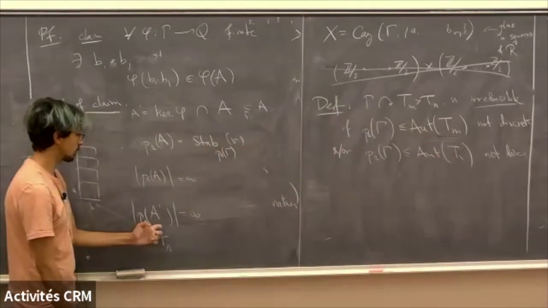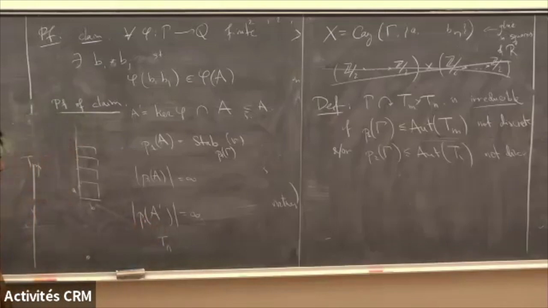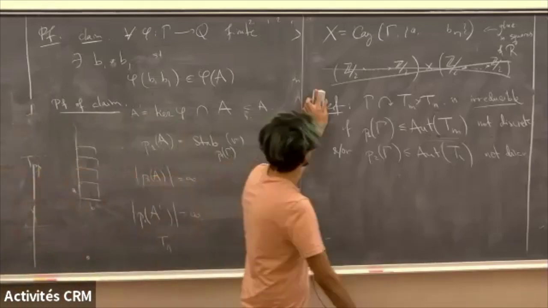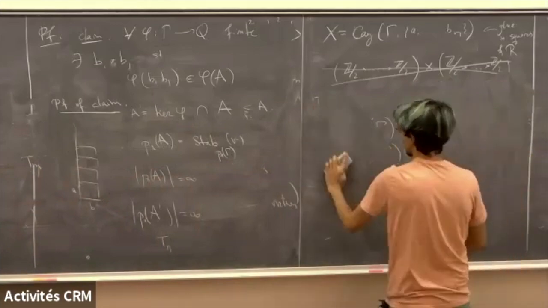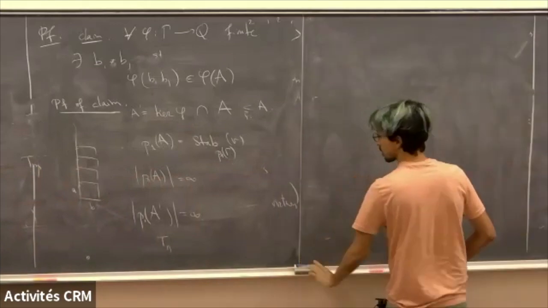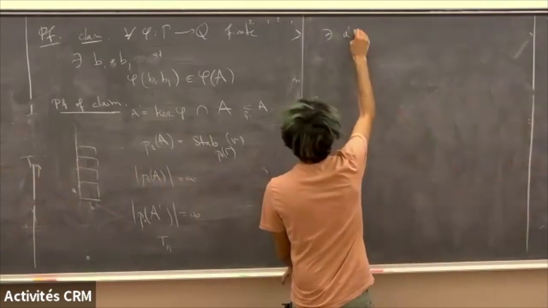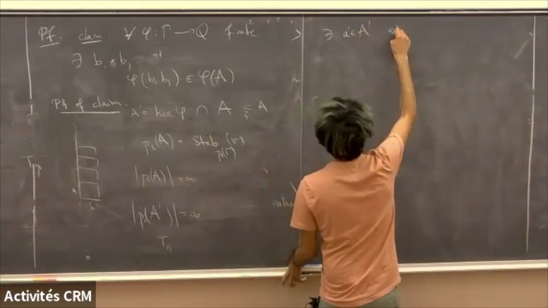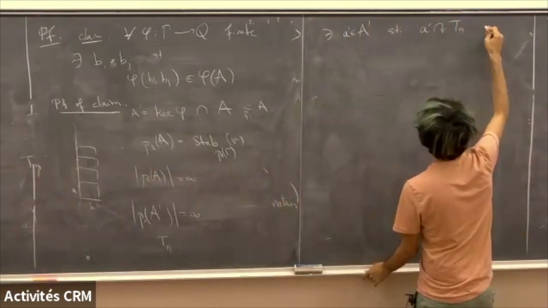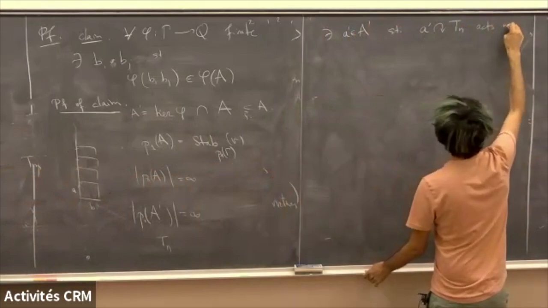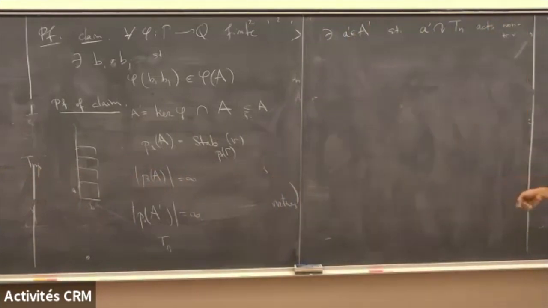Okay, so this guy is infinite, meaning in particular, it's non-trivial. It does something. I can find an element in A prime that does something to the tree Tn. And if I can find an element that does something, I can also find a path in Tn that it takes to another path. Right, so there exists some element A prime in A prime such that when this A prime acts on Tn, it acts non-trivially.